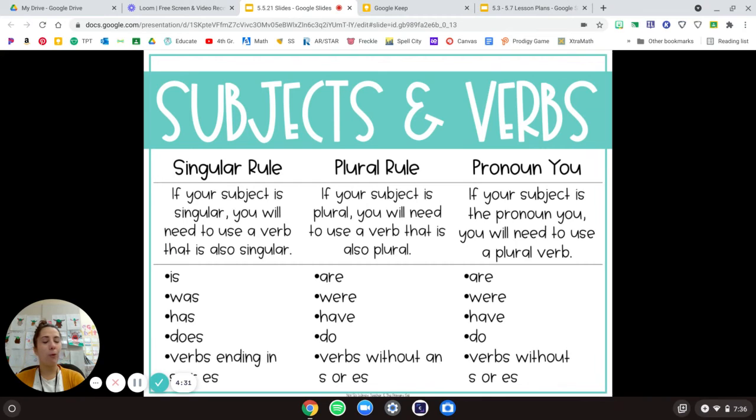Sometimes we use that pronoun you. If your subject is the pronoun you need to use a plural verb, right? Like you are. We don't say you is in fourth grade, right? You are in fourth grade. So that follows the plural ones, okay? The plural rules.